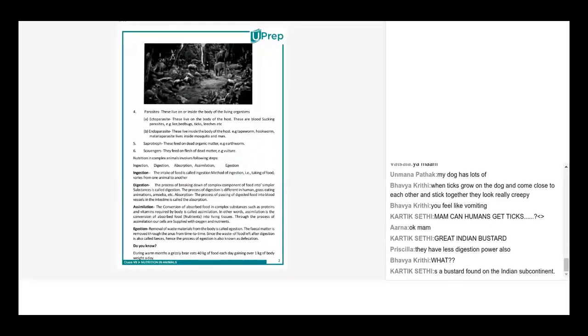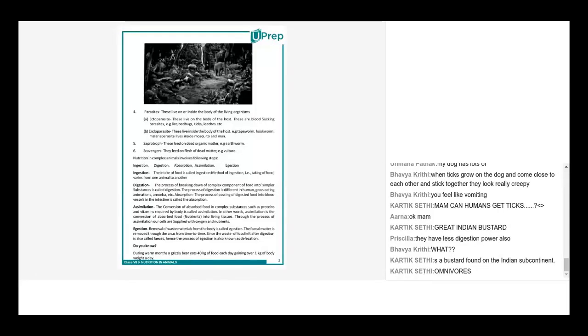Right? The Great Indian Bustard is basically a bird. I do not know whether it is a scavenger or not, I just need to find out. It is quite an endangered species. It is an omnivore. Okay, so it must be having fishes as well as certain seeds. So it is an omnivore.